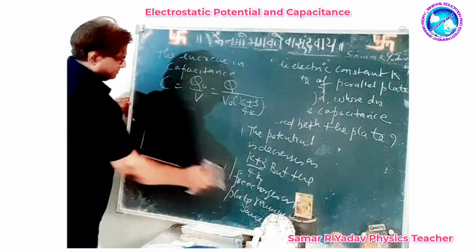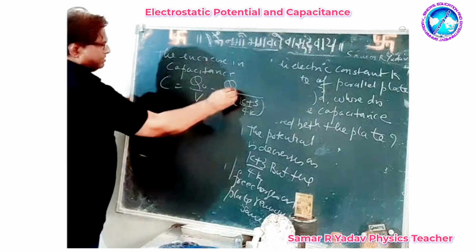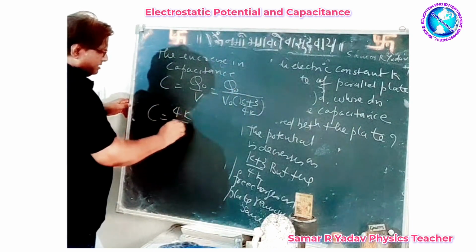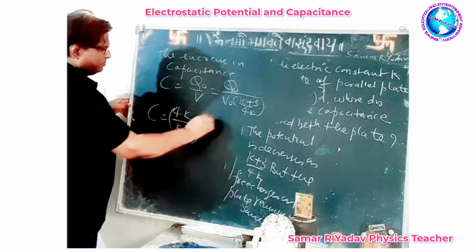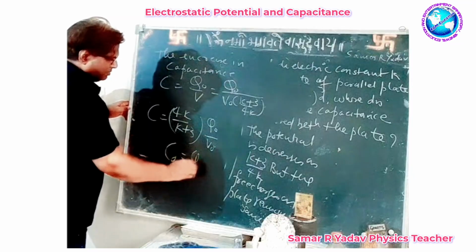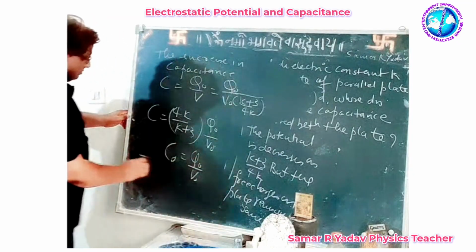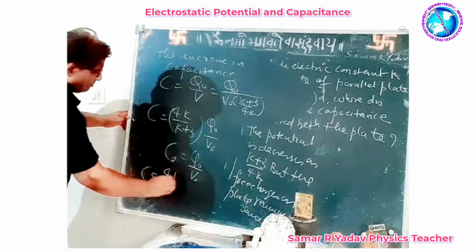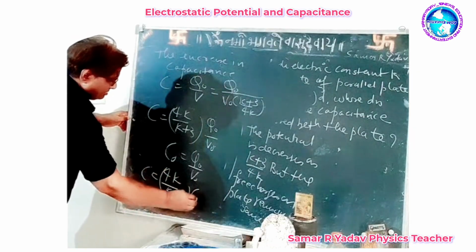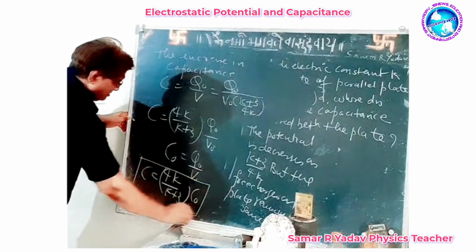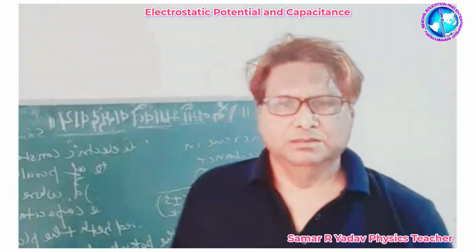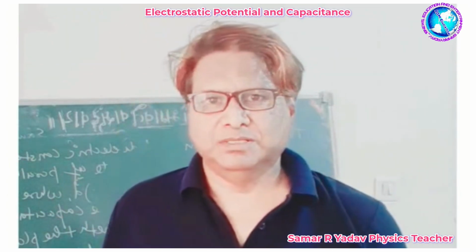Therefore C is equal to 4K upon K plus 3 into Q0 upon V0. Now we know that C0 is equal to Q0 upon V0. Keeping this value, we get C is equal to 4K upon K plus 3 into C0. So this way the capacitance will be changed. So this was to understand this numerical.